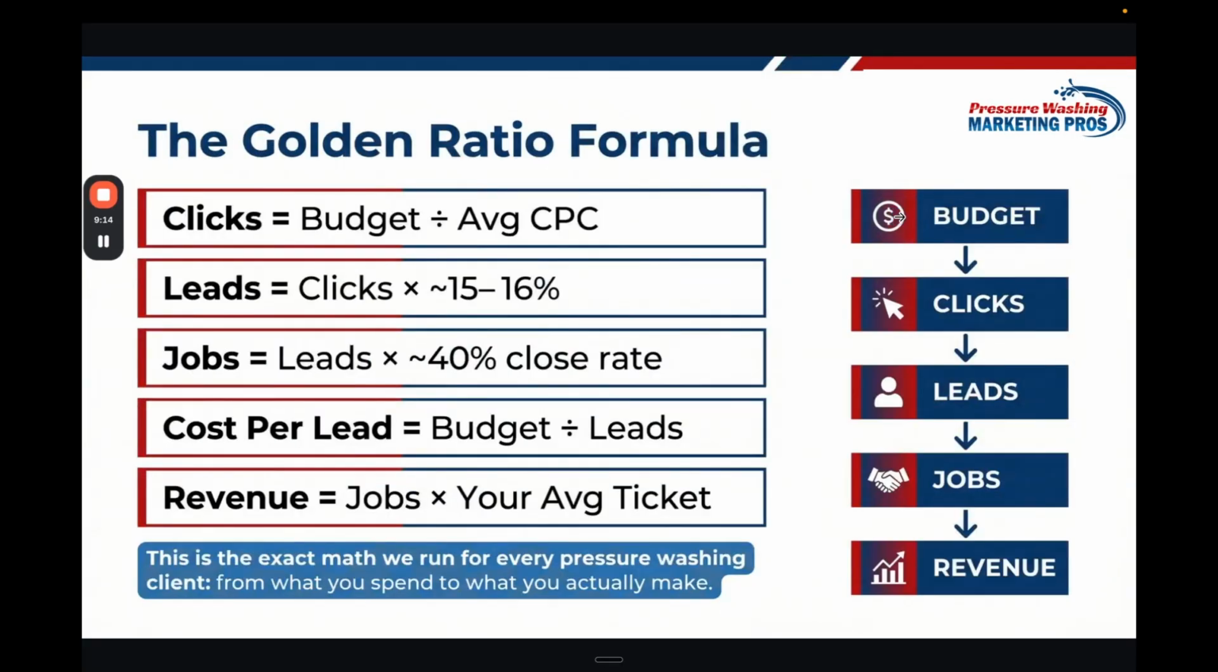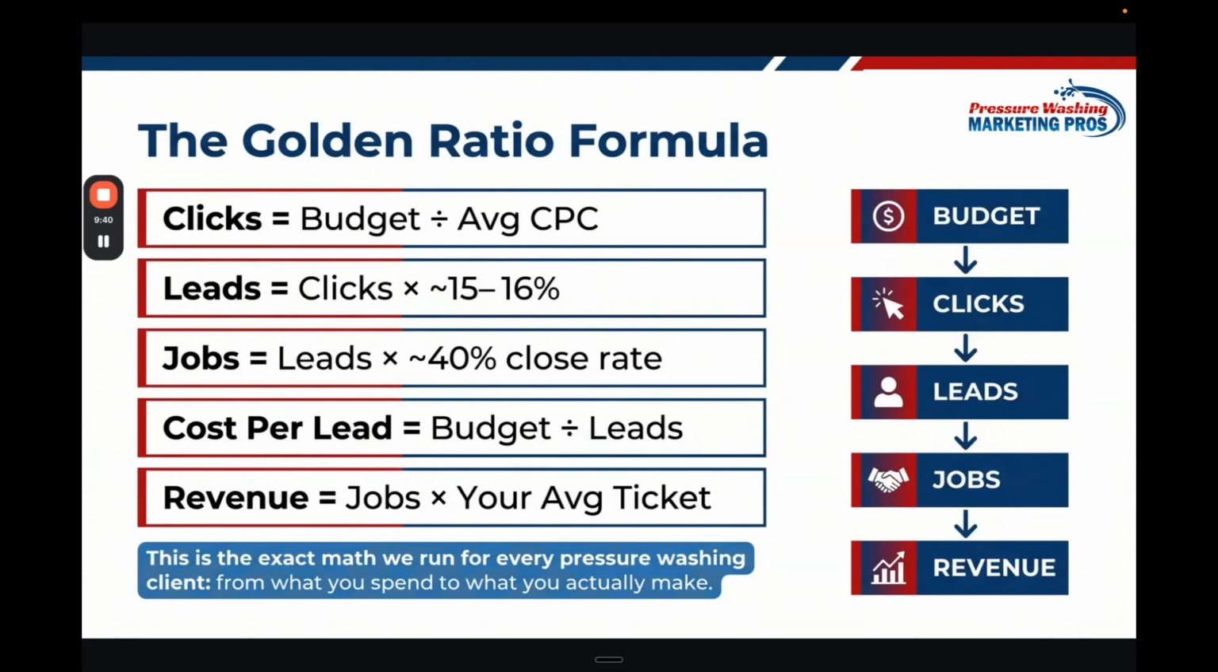And so what is the golden ratio of spending for Google Ads? This is the golden ratio that we use for every single one of our clients. First, you want to always determine the clicks. After you determine the clicks, you'll determine the leads. You know how many leads you'll get. After you determine the leads you'll get, it'll determine the jobs. Then how many jobs you get, plus your close rate, will determine the revenue that you make. And so that's how we break that down.